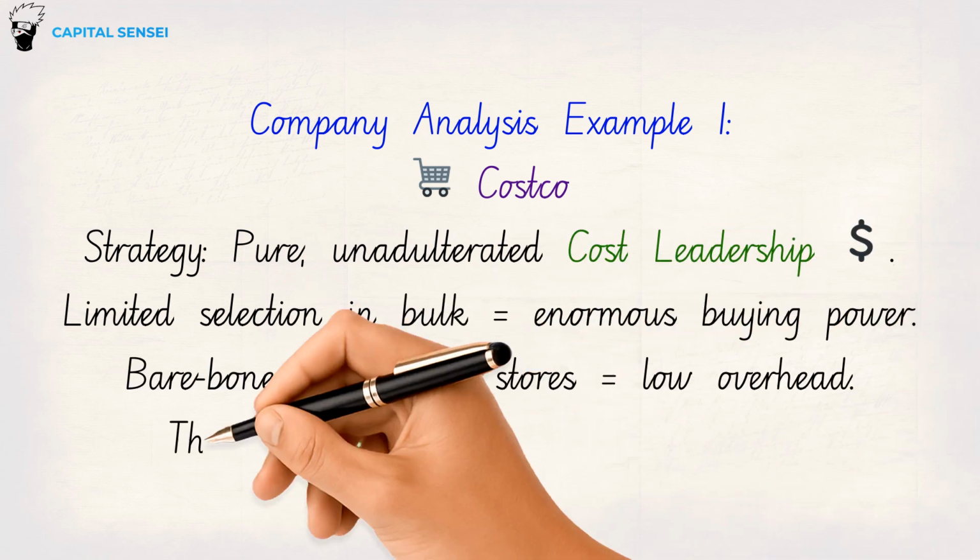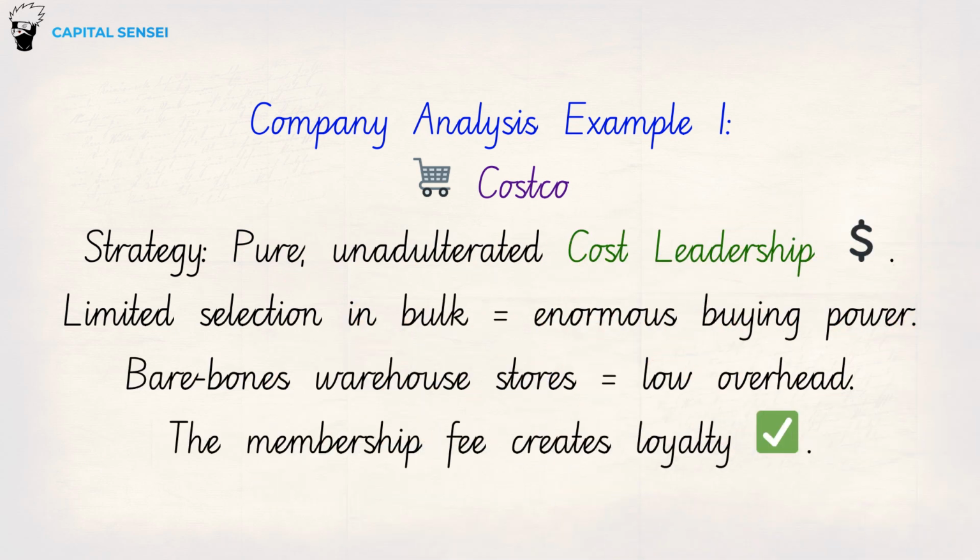Take Costco. What is their strategy? It's pure, unadulterated cost leadership. They offer a limited selection of items in bulk, which gives them enormous buying power over suppliers. Their stores are bare-bones warehouses to keep overhead low. The membership fee creates a loyal customer base and a steady revenue stream. They have a deep, sustainable cost advantage.